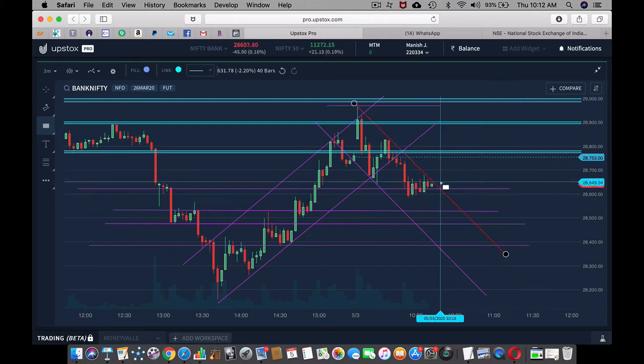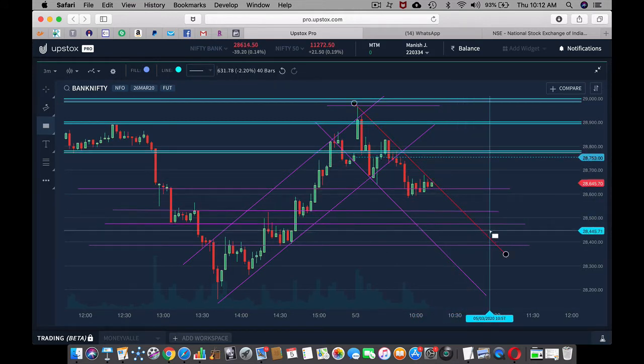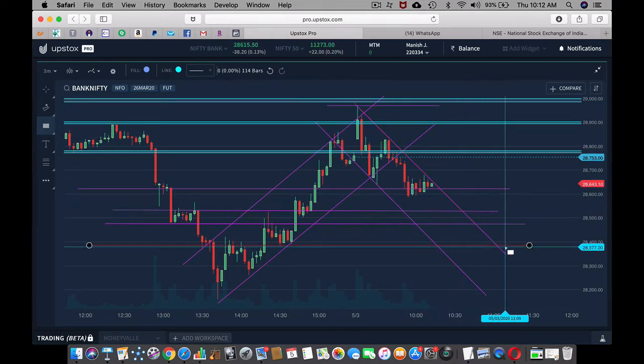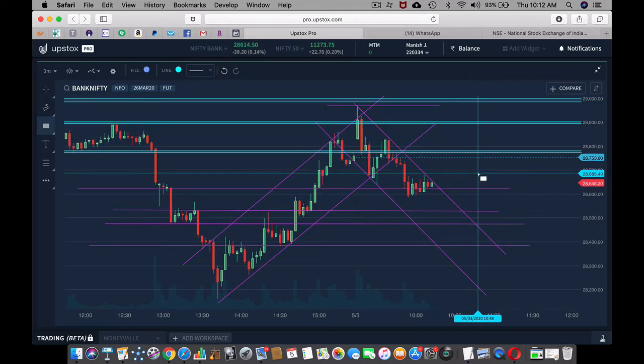I think it should break this and should go to this label and should come, and now it should follow this range above this point. So let's have a look what happens.